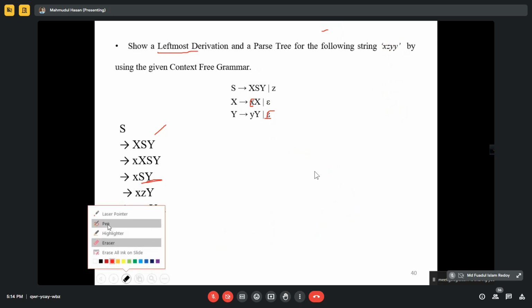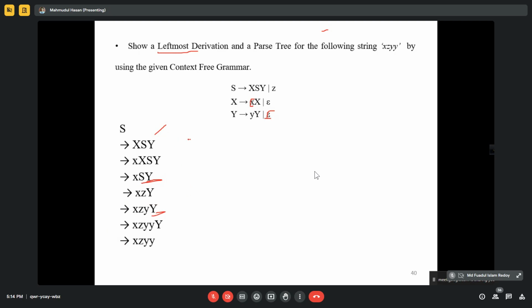So now it is clear. At first we apply S to x S y, this production rule. Then X to lowercase x and uppercase X. Then X to epsilon. Then S to z.